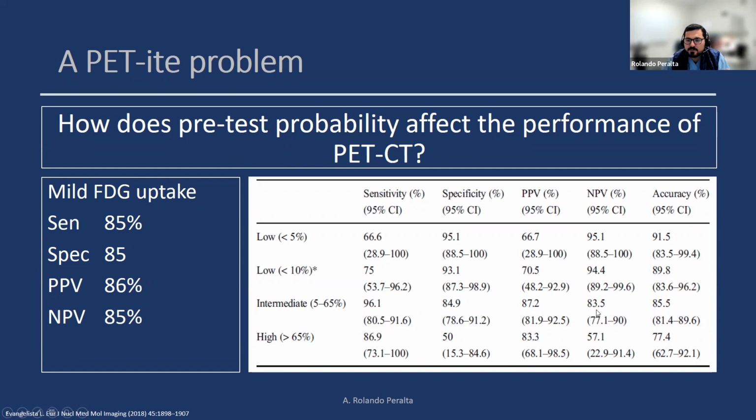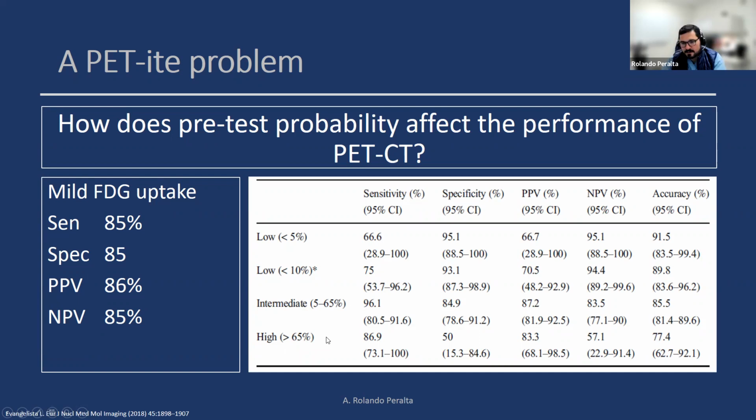Let's take the high probability. If this patient is likely to have cancer, all right, high probability, you run a PET-CT and it's negative, the negative predictive value of that test is very limited. Essentially, what it's telling you is that it's not truly negative, because the probability of malignancy is so high, it doesn't matter. This is why we don't use a PET-CT for diagnostic purposes of this nodule in someone in a high-risk category.